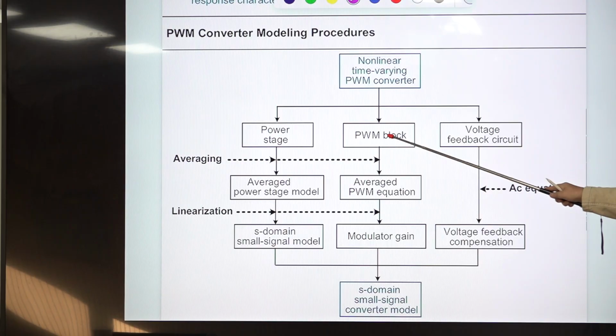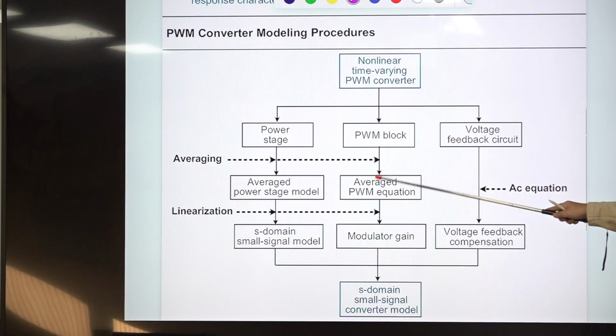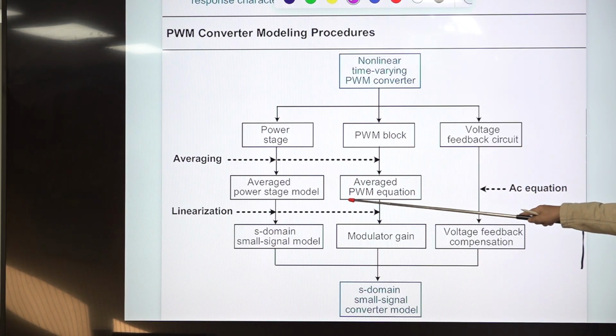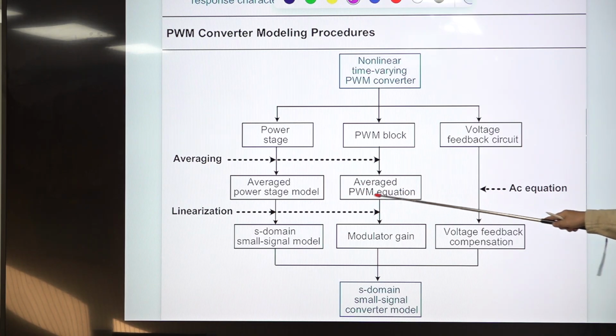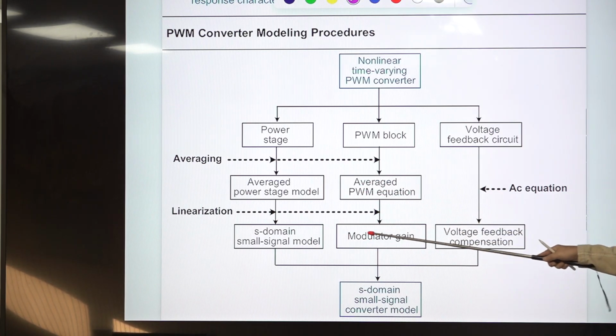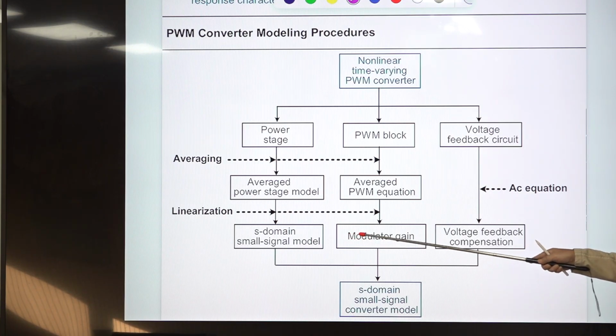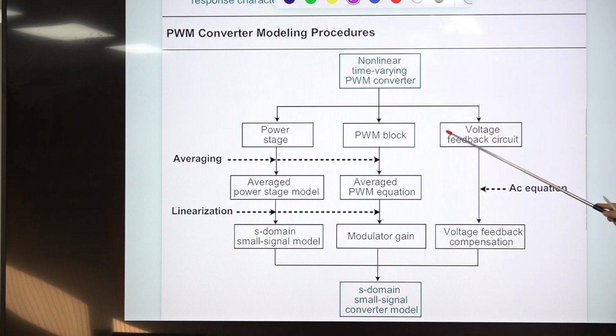For this PWM block, we will set up the average equation of the PWM function, and this function will be linearized, and we'll have a linear modulator gain, which is a constant. Finally, for this voltage feedback circuit, we don't need to average or linearize this part because it is already a linear part. Then we will set up the AC equation, and the resulting equation is called voltage feedback compensation.